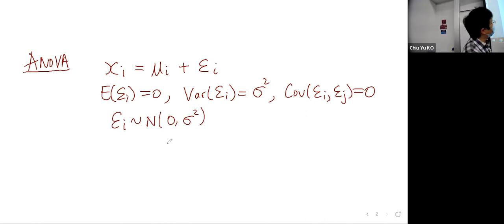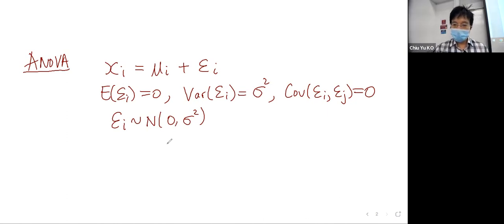Each observation you get is based on the group mean, mu i, which we want to know, and epsilon i is the thing that is not captured by the group mean. It may be some characteristic, and it's called the random term. We don't know what it is, but it has mean 0, and the variance is the same across different groups. So this is ANOVA.